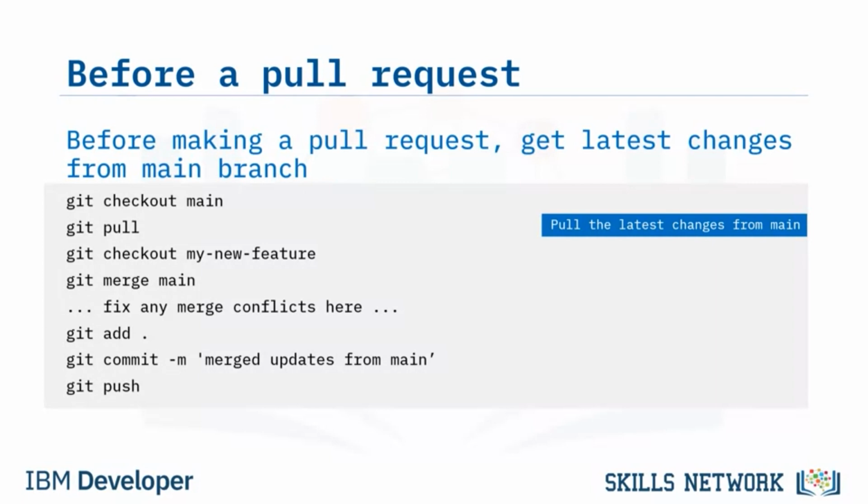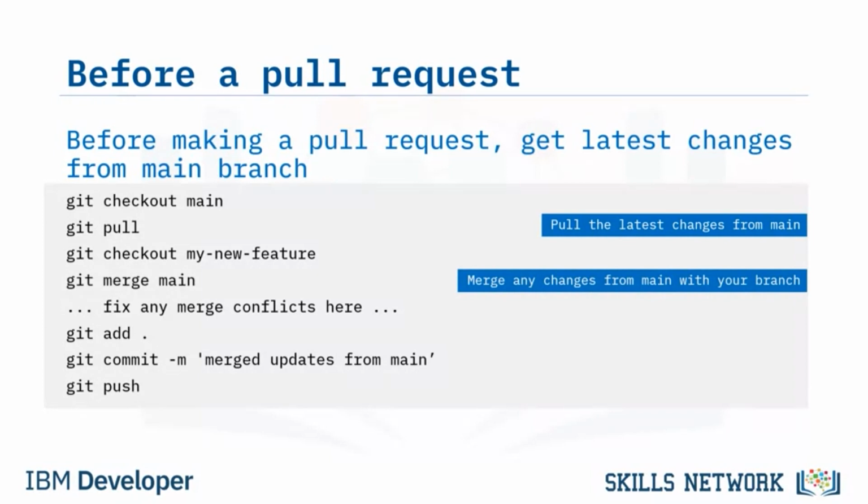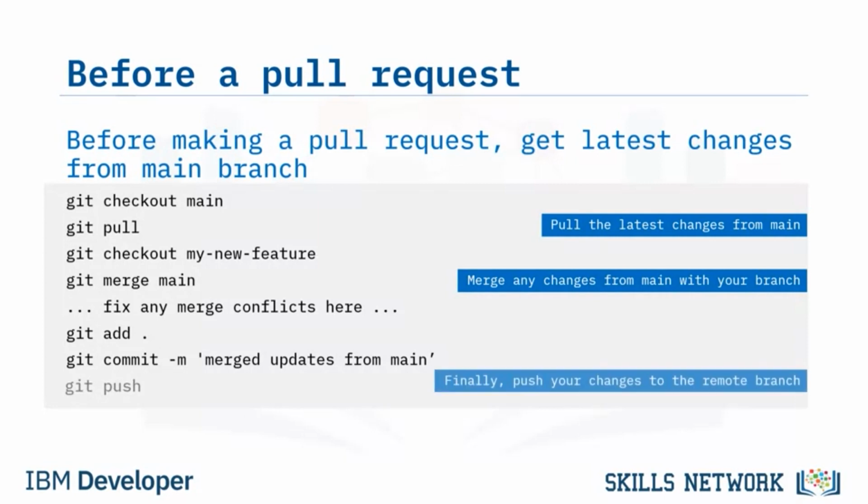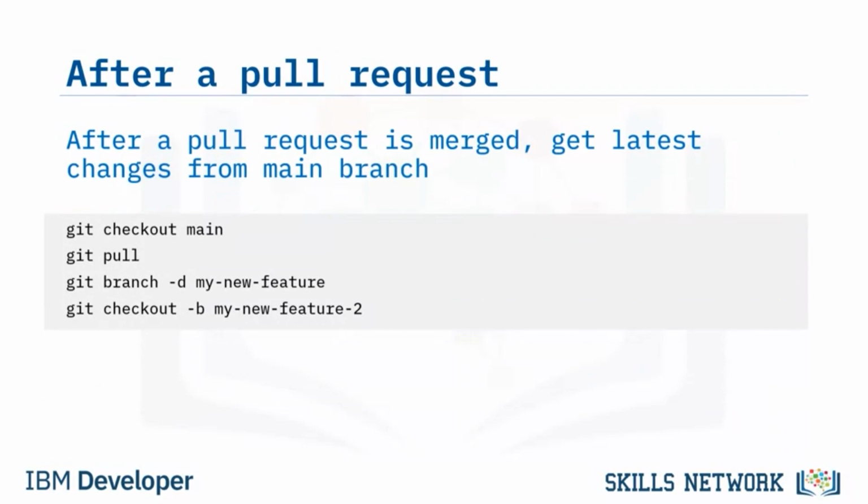Next, merge the updated main branch into your working branch so that it also has the most current code as well. This may cause merge conflicts that you'll have to resolve manually. Finally, you can push your updated branch to the remote repo, which is now ready to be merged back into the main branch.